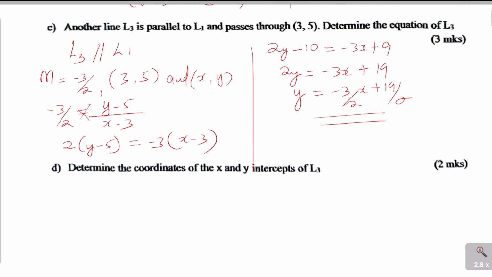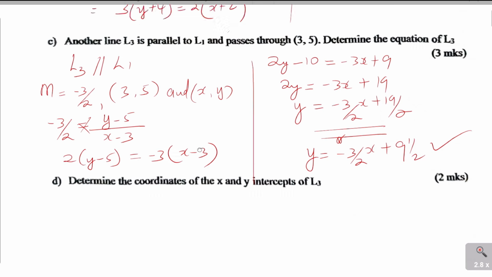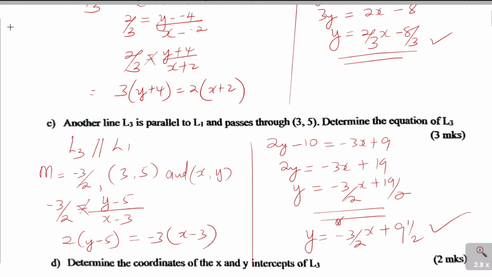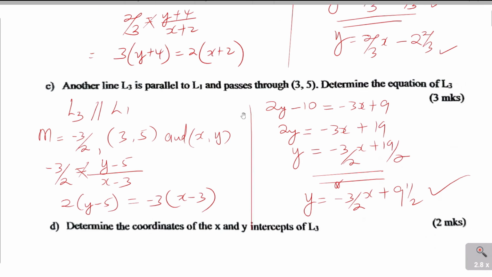Y is equal to negative 3 over 2 x plus 19 divided by 2. So that is the equation. Or you can write it as y is equal to negative 3 over 2 x plus 19 over 2. You can decide to write that one as a mixed fraction, 9.5. Still okay. Even for the previous one, you can still write this one as y is equal to 2/3 x, then 8 over 3 will be 2 and 2/3. Still okay to write it like that.